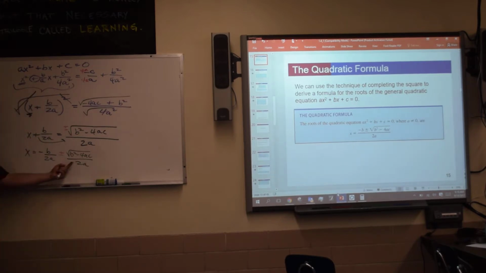Okay. Now you have two fractions here, right? But what do you recognize about those two fractions? Yeah, they have a common denominator. So let's just do this.